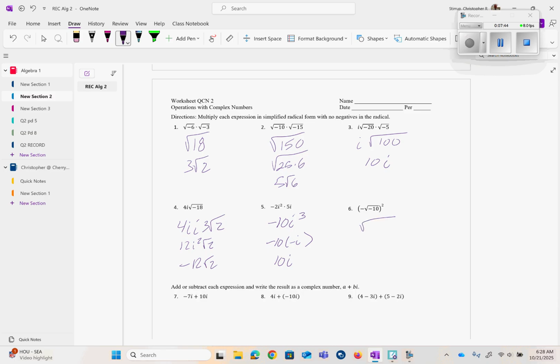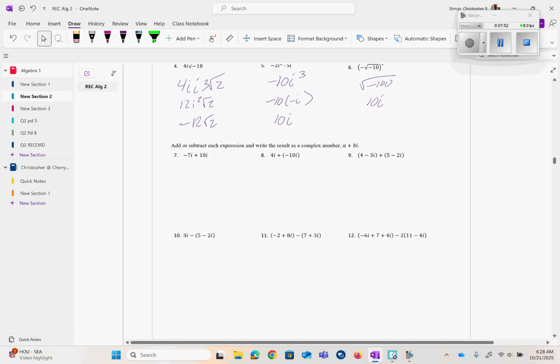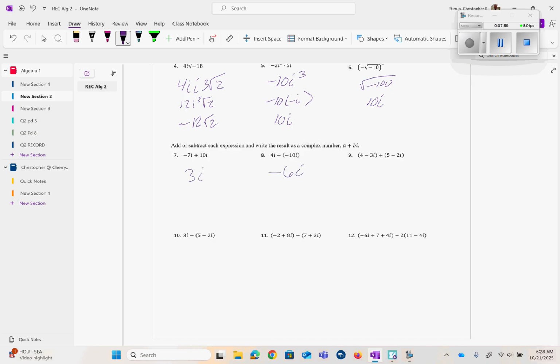And then I get -100. That's going to give me just 10i. We can leave the plus minus off some of these for right now. We combine like terms, that's going to give me 3i. Combine like terms, that's going to give me -6i. Go ahead and drop the parentheses of both, so it's going to give me 9 minus 5i.